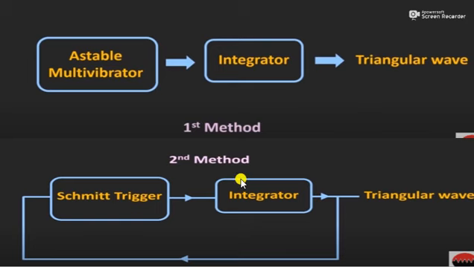In the second method, instead of the astable multivibrator, we are using a Schmitt trigger to generate the square waveform. Now the Schmitt trigger output is the input to the integrator. The output of the integrator is a triangular waveform. The output of the integrator is fed back to the Schmitt trigger to continuously generate the triangular waveform.